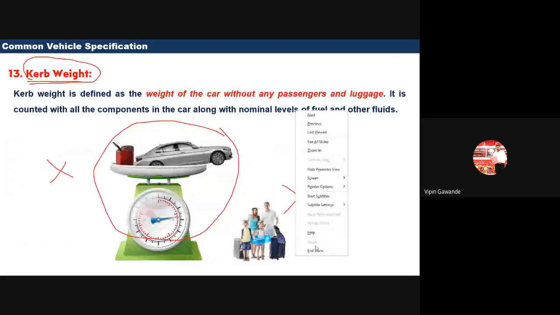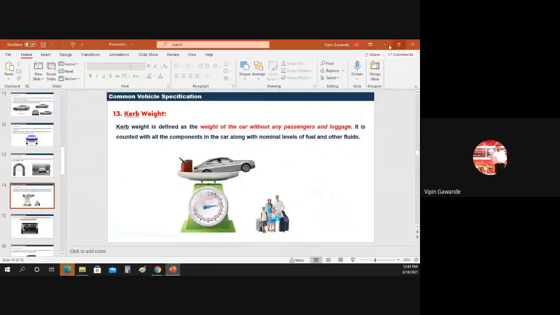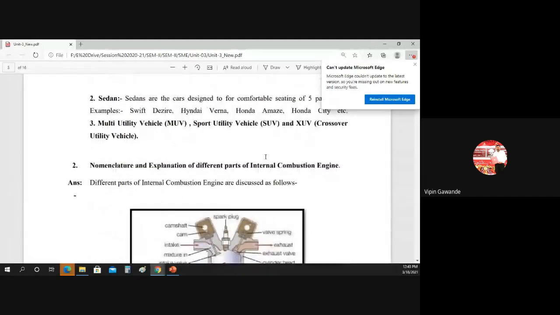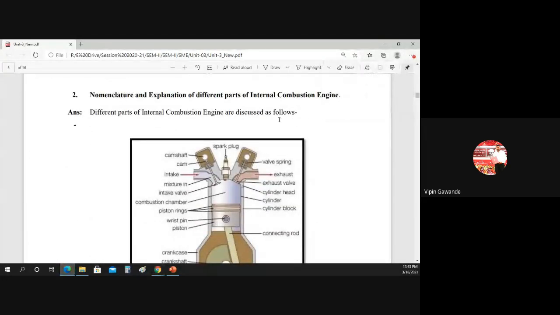Okay. Now in today's lecture, we will discuss the next topic, the nomenclature and explanation of the different parts of the internal combustion engine. This is a very important topic. We have seen there are two types of internal combustion engine. One is the SI engine, spark ignition, which we call a petrol engine, and the other is the CI engine, compression ignition, which we call a diesel engine.